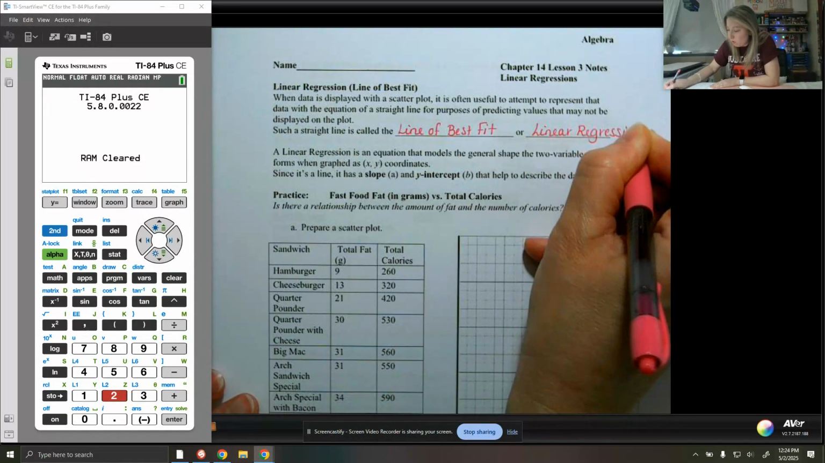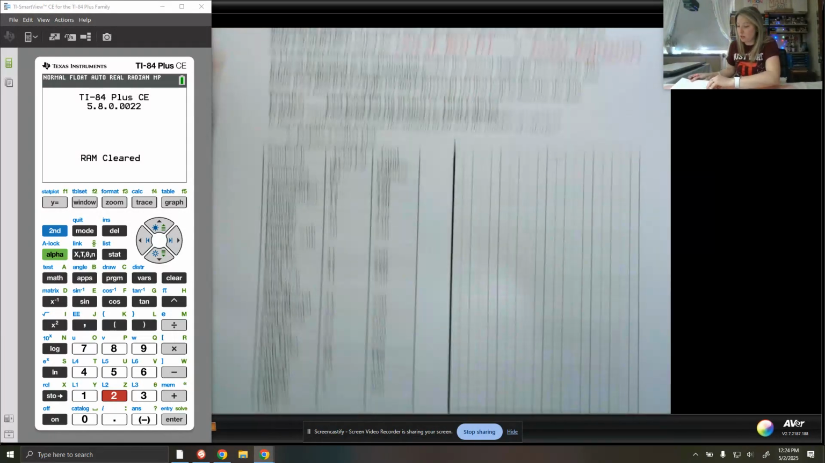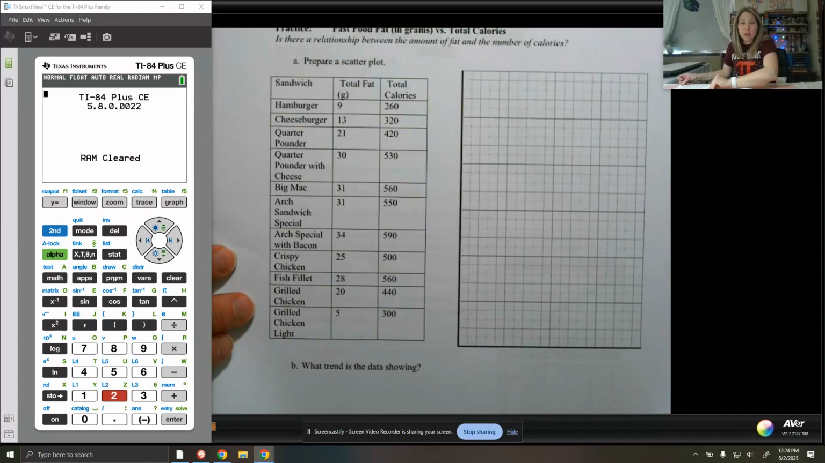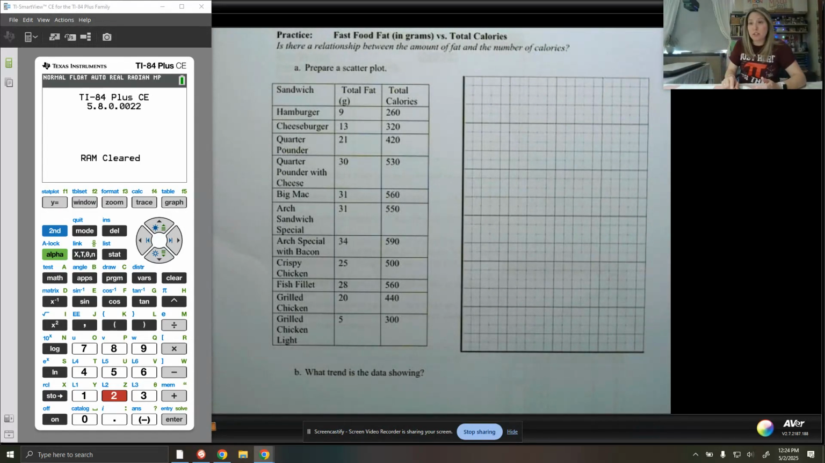So today, a lot of what we are going to do is rehash graphing a scatter plot using this particular data set that we have down here, fast food in grams versus total calories. We are going to practice graphing this scatter plot of data, practice running a linear regression on this data set, and start talking about what that linear regression can tell us about data we might not actually know yet.